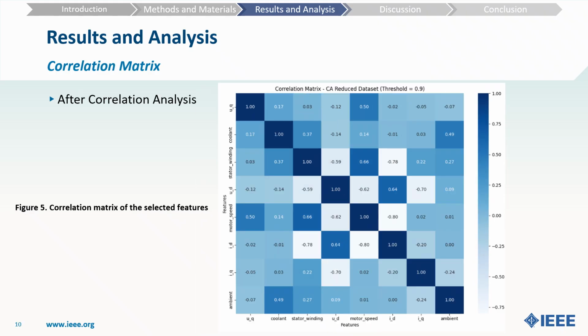After applying correlation analysis with a 0.9 threshold, highly correlated features from the original dataset have been removed. Stator yoke and stator tooth, which were redundant, are no longer present. The remaining features exhibit lower correlations, reducing multicollinearity and preserving relevant information. This selection improves computational efficiency while maintaining predictive abilities.